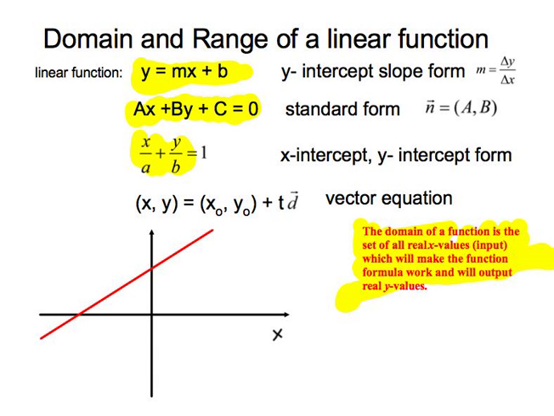The next one below is the x-intercept and y-intercept form. This is the equation that immediately gives you the x-intercept value and y-intercept value. And the last one is the vector equation of a line, where d represents the direction vector, t is the parameter, x0, y0 is a fixed point, and x and y represent those points that would be generated by selecting a value of t.